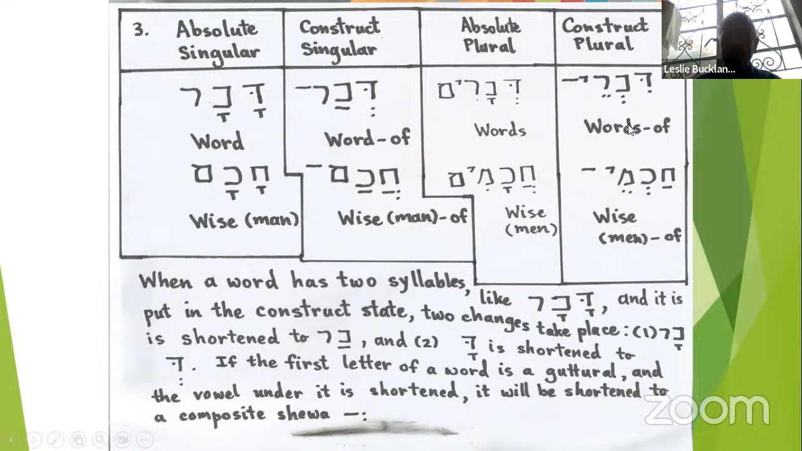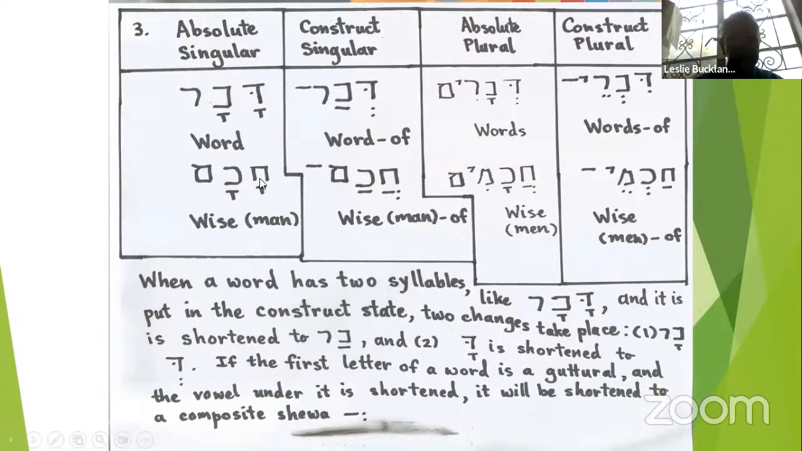And in the plural construct, you have divrei. Okay, so here is an explanation. You can't have two shivas coming together. And so in that case, this simple shiva changes to this short hirik. And this is the usual ending for the construct here, divrei. This is not pronounced because at the end of a closed syllable, the simple shiva is not pronounced. So it's divrei, words of.